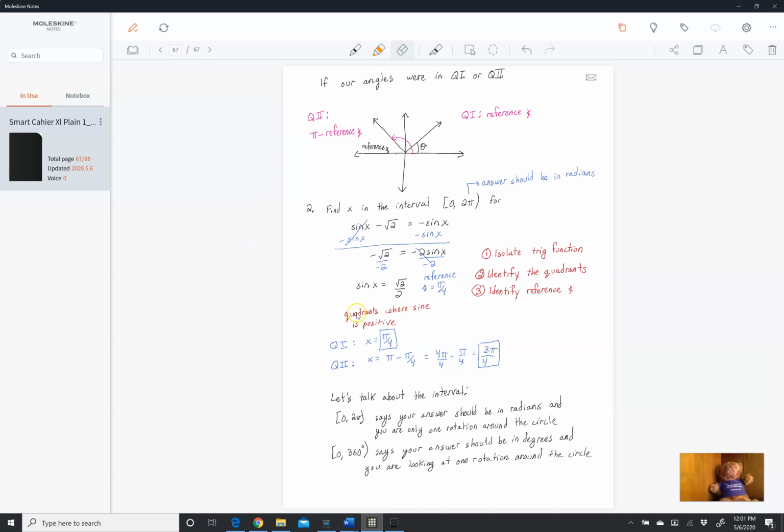If it doesn't give you an interval, okay? If you have no interval, then things change again, okay? And the reason that things change is because you're saying, well, I want every angle that has this reference angle and a positive sign, I want it going around the circle an infinite number of times, okay? Which means that as we go around the circle here, okay, let me go to the next page.